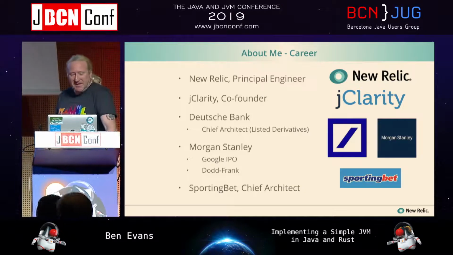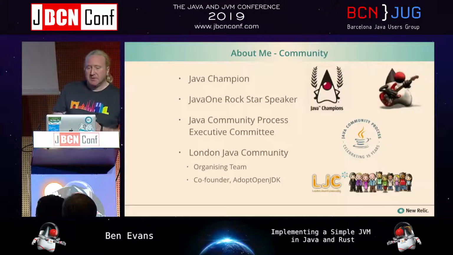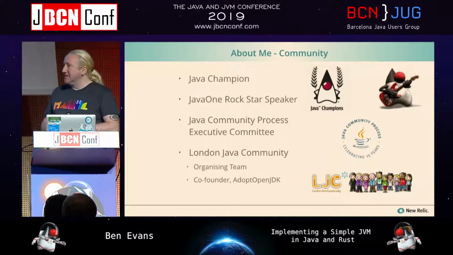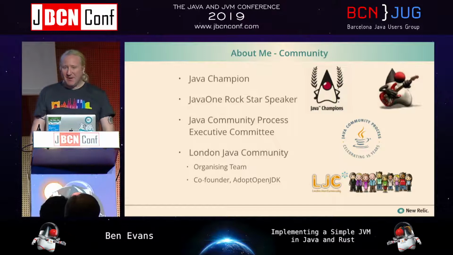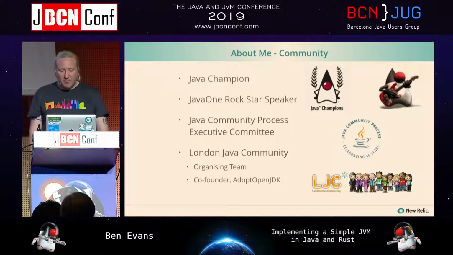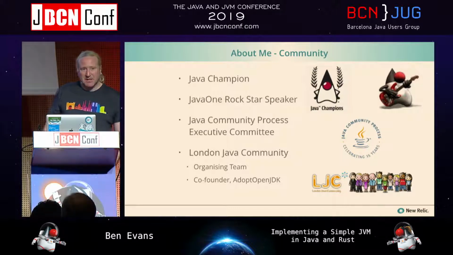Before that, I helped found JClarity, and I spent about 15, 20 years in London working for startups and financial organizations of various kinds. I've also done a bunch of stuff in the community, so I'm a Java champion and a rockstar speaker. I spent 6 years serving on the Java Community Process Executive Committee, which sounds really impressive and was actually a lot of meetings and not enough technical work. But, you know, someone's got to help write the standards, so there we are. And, of course, the London Java community, where I've been involved for, I guess, about 10 years now. Given that I live in Barcelona now, I don't really do that much anymore, except, of course, for Adopt OpenJDK.